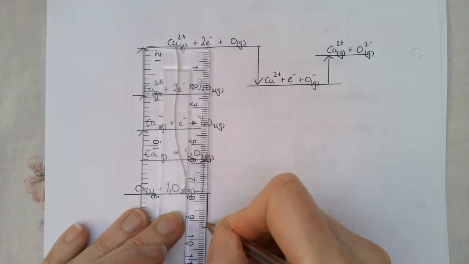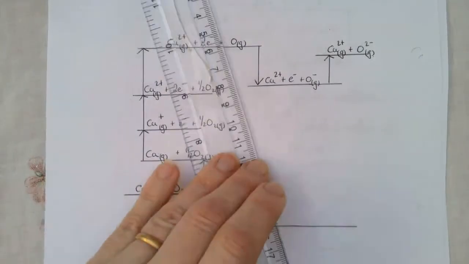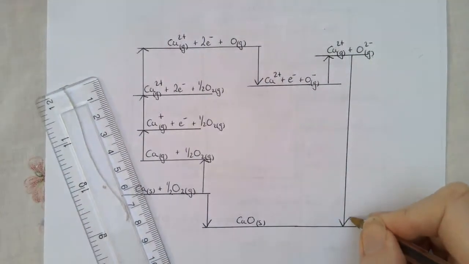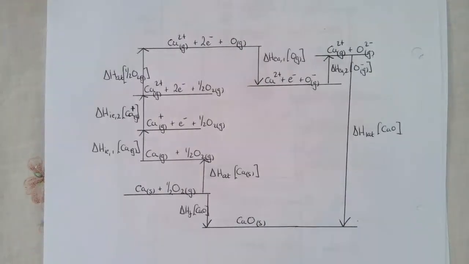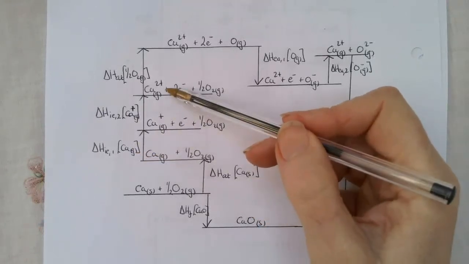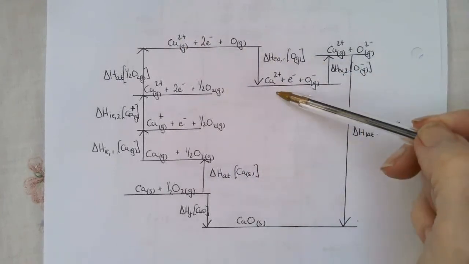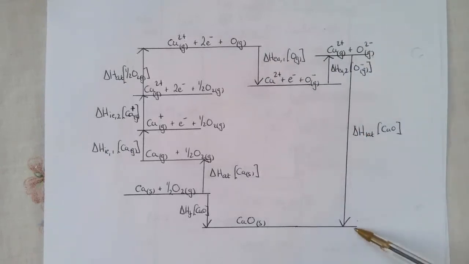So I can use my enthalpy of formation to do that, or extending this line a little bit further, I can use my gaseous ions to do that. And again, I have my Born-Haber cycle. What I've done now is put on which enthalpy changes we've got. So we've got the atomization of calcium, the first and the second ionization energies of calcium, the atomization of oxygen, the first electron affinity of oxygen, second electron affinity of oxygen, the lattice enthalpy, and the enthalpy of formation.